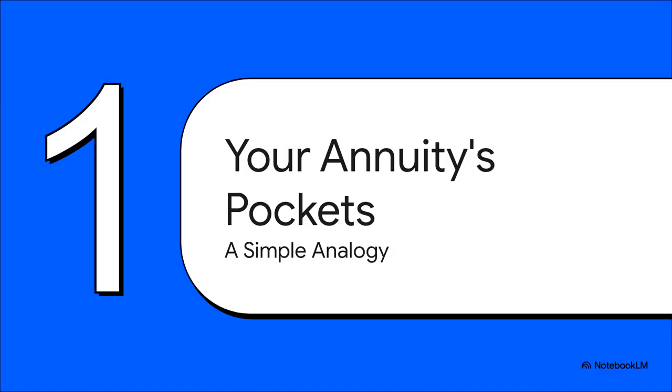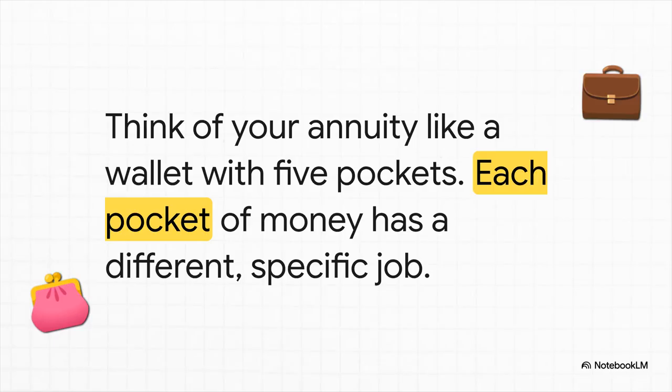To make this all make sense, we're going to use a really simple analogy that just cuts right through all the jargon. I want you to think of your annuity not as one big pile of cash, but as a wallet that has 5 different pockets inside. Now, the thing about this wallet is that each pocket is built for a very specific job. You can't just take the money that's set aside for your retirement paycheck and use it to buy groceries today. And this whole idea, this separation of jobs, is exactly why you see all those different values on your statement. Each one is just a different pocket.